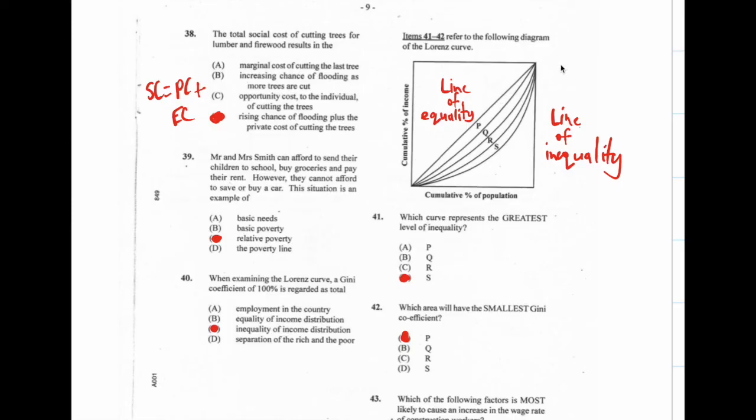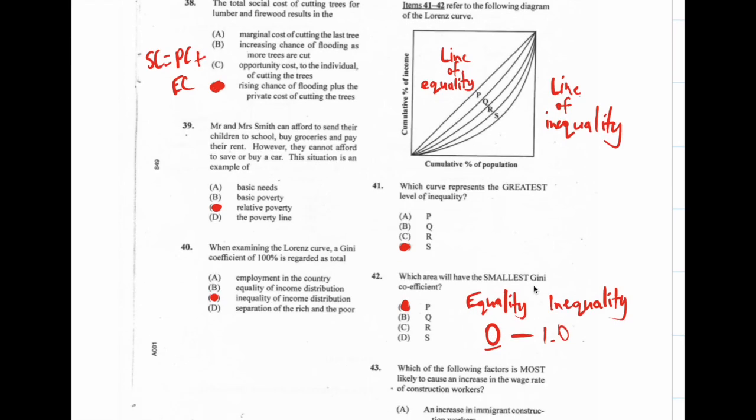And the closer you are to equality, the closer you are to 0. And the closer you are to 1, the closer you are to perfect inequality. Closer you are to 1, inequality. Closer you are to 0, that's equality. So seeing that curve P is the closest curve to equality, it would be the closest one to the smallest Gini coefficient, which would be 0.